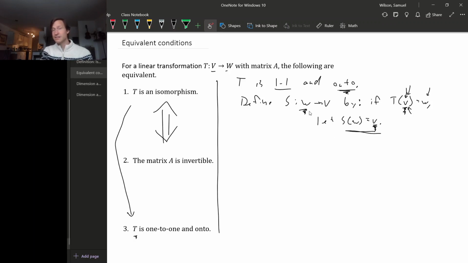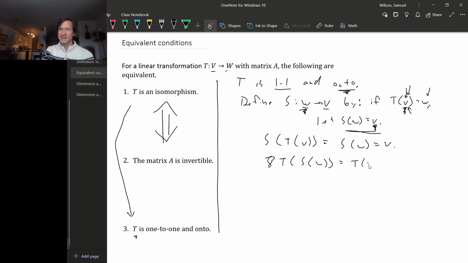So this defines a function from W to V, and clearly, S of T of V is just based on these definitions. S of T of V is S of W, but that's V, and T of S of W is T of V, but that's W. So S is clearly an inverse function. The question is, the slightly delicate point is, is S linear? Right? That's not totally obvious, right?